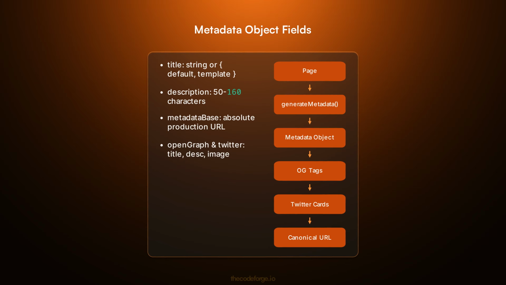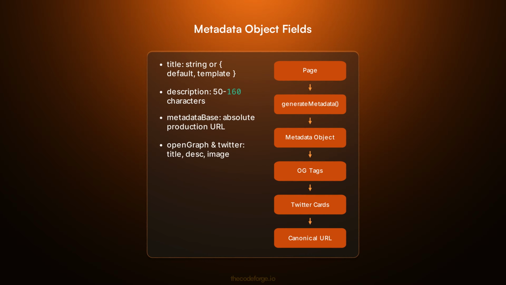The metadata object is rich. Title can be a string or an object with default and template. Description should be 50 to 160 characters. metadataBase sets the base URL for all relative URLs, critical for OG images. Open Graph and Twitter control social previews.